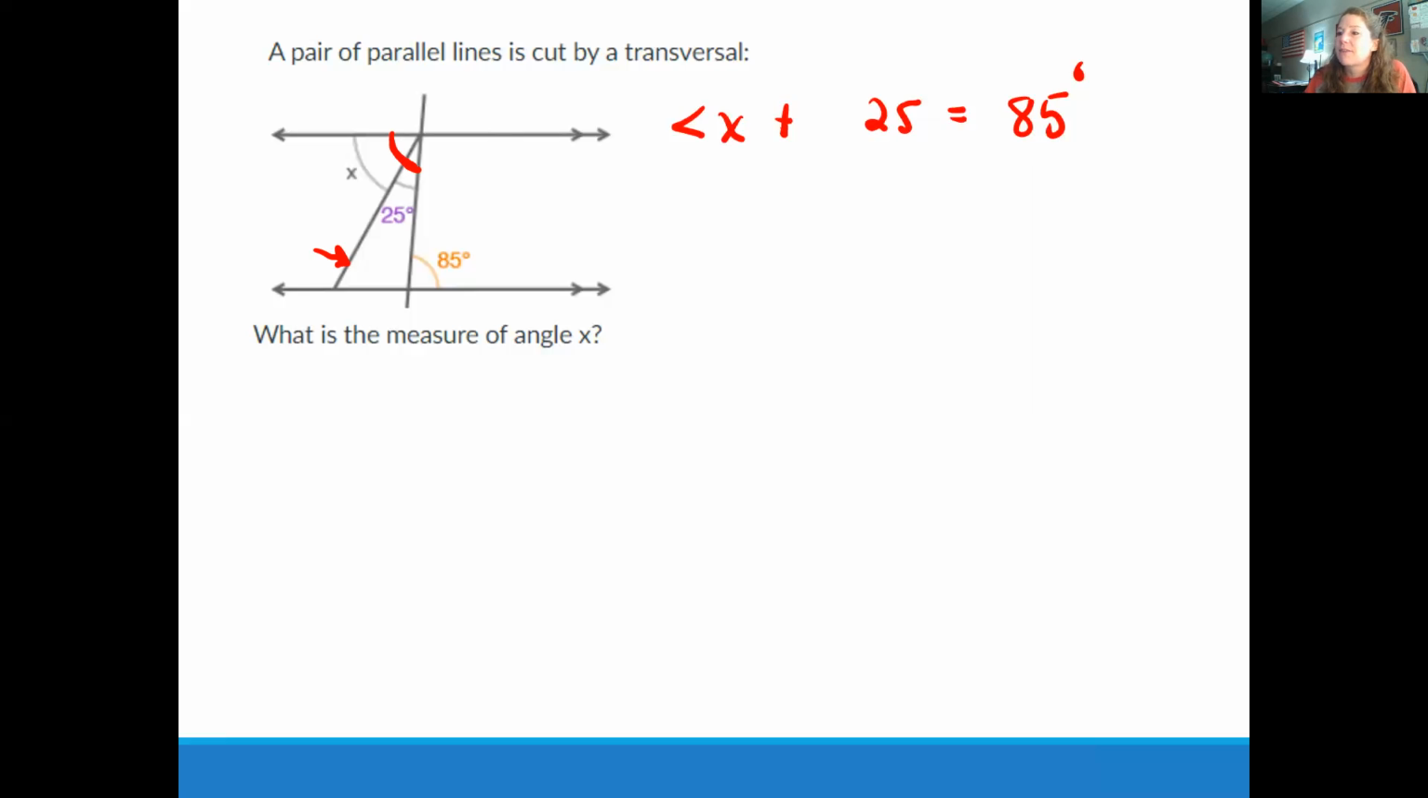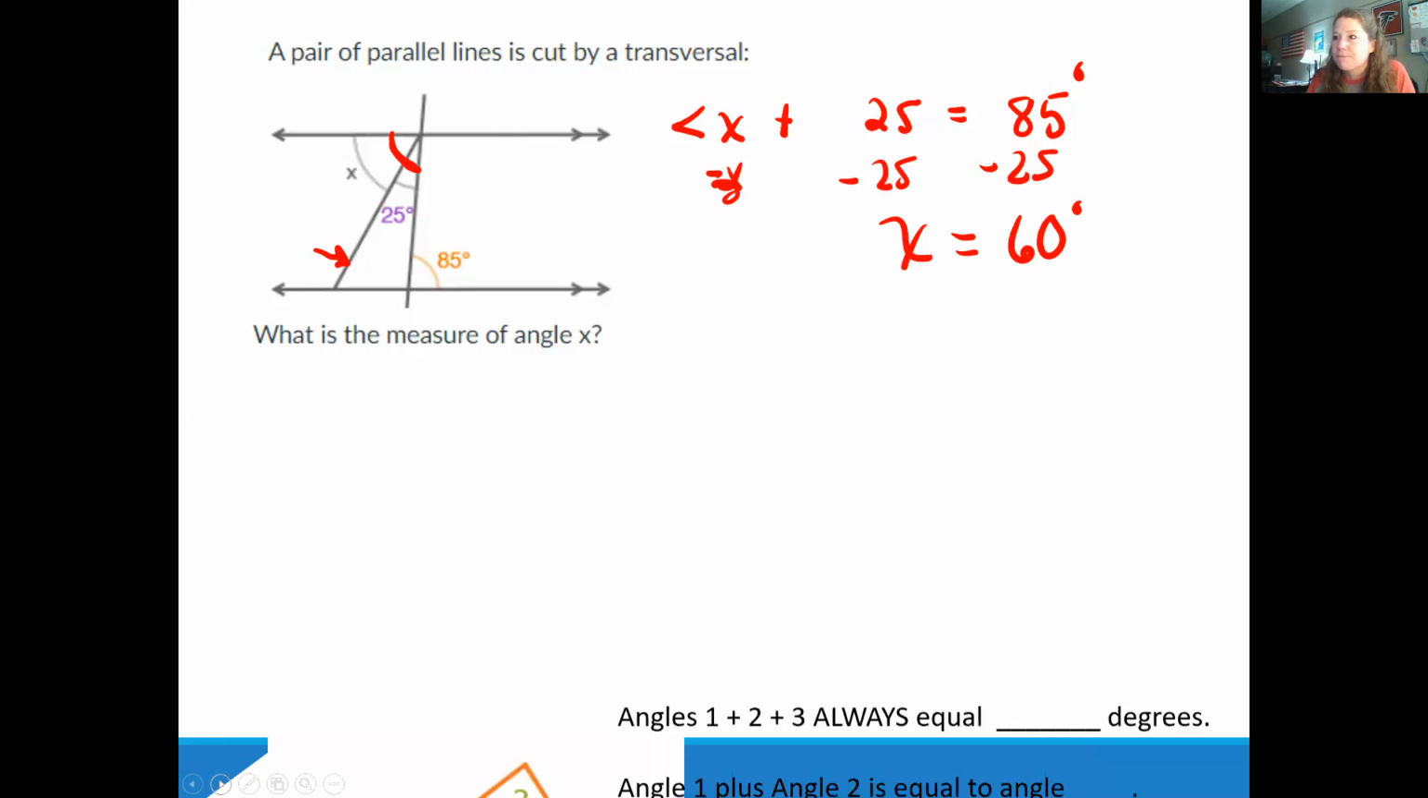So how would I solve for X? I would simply subtract X from both sides. No, I wouldn't, just kidding. I would subtract 25 from both sides. So X has to equal 60 degrees, because 60 plus 25 is equal to 85, okay? So you would use that vocabulary term, alternate interior angles.